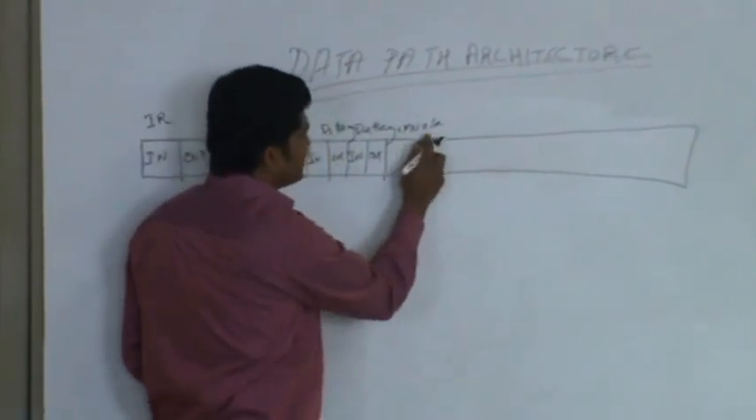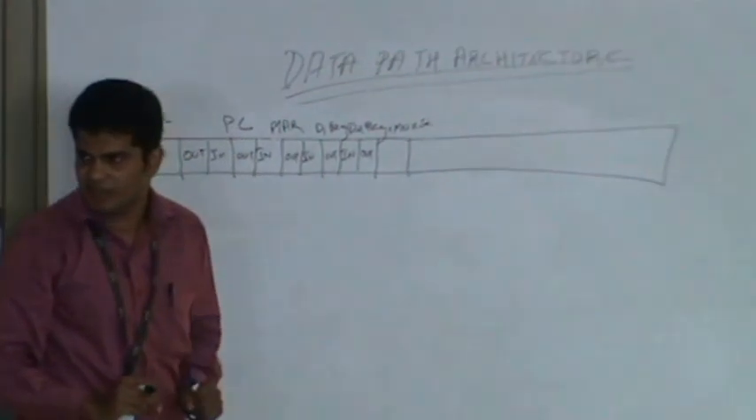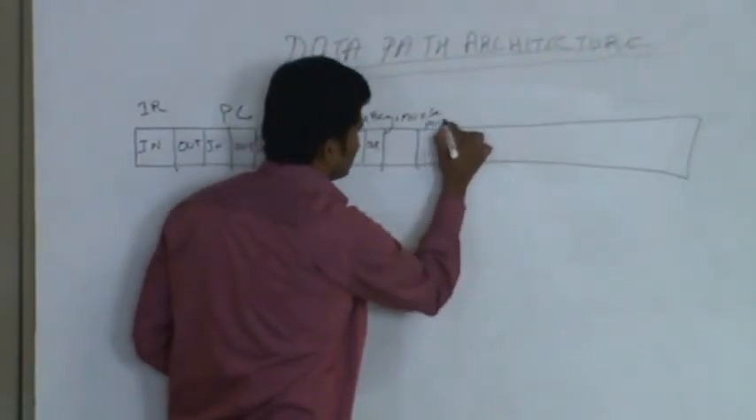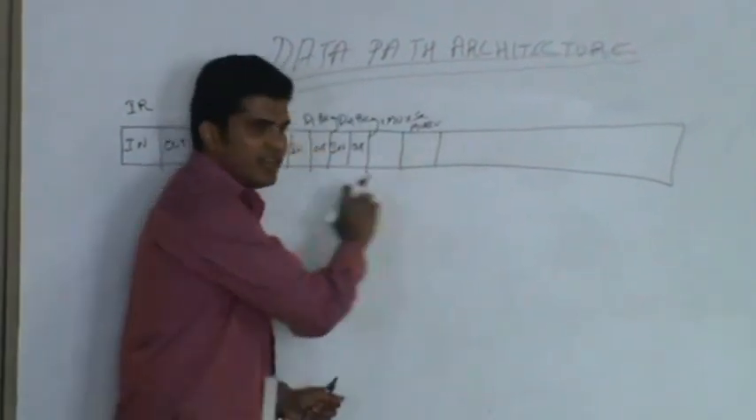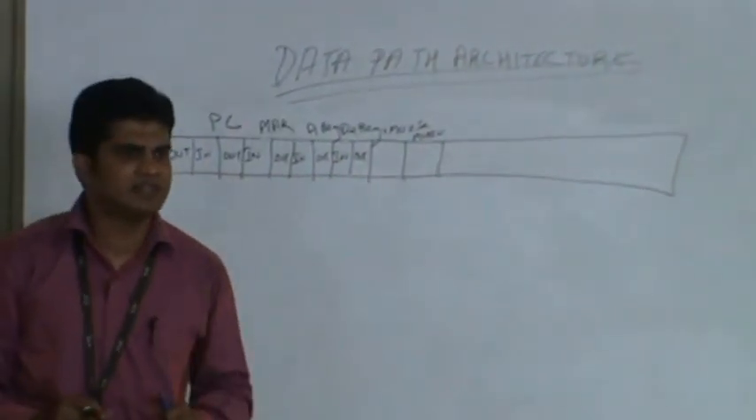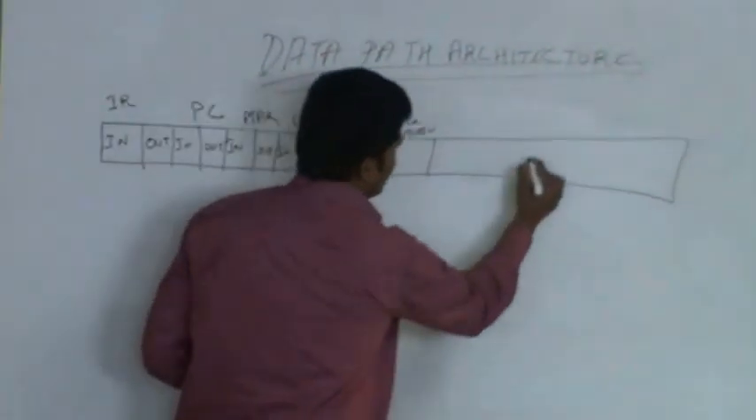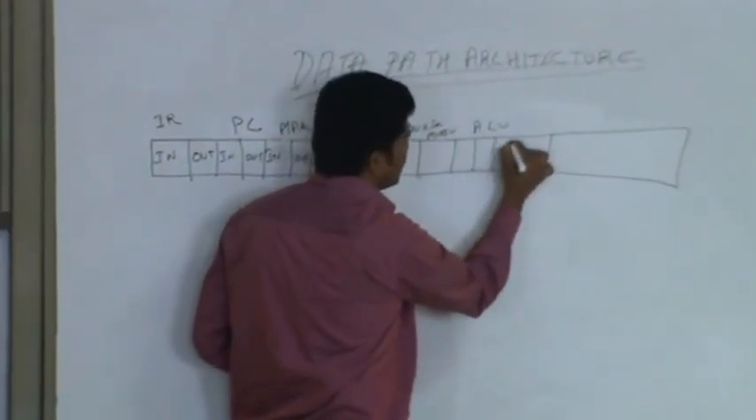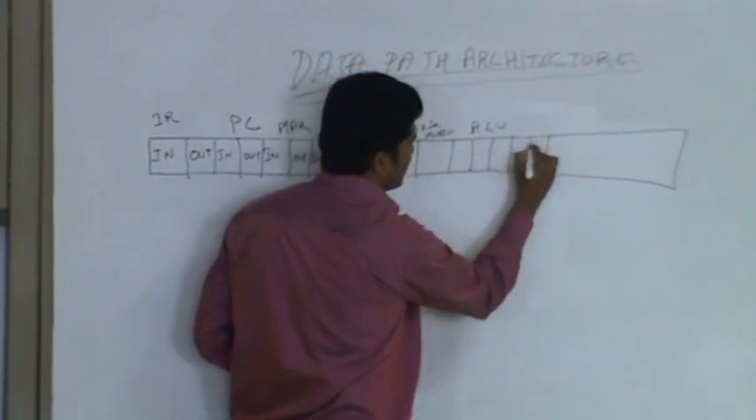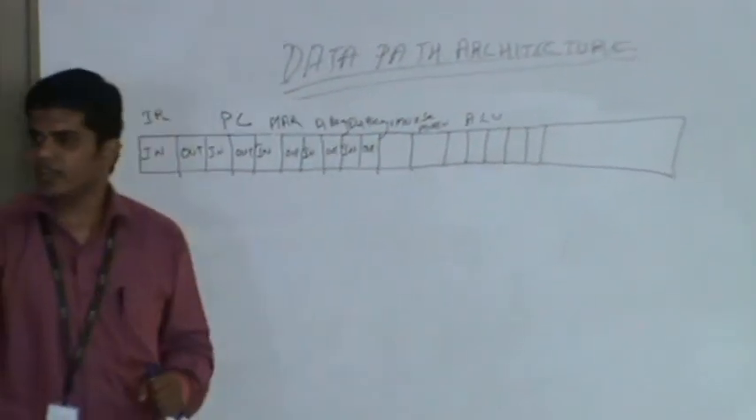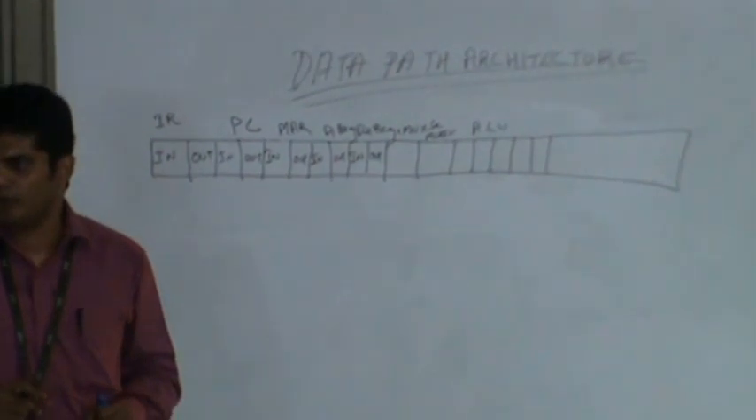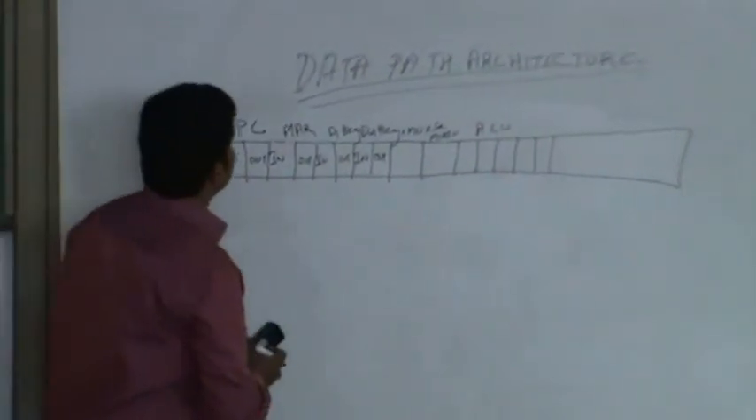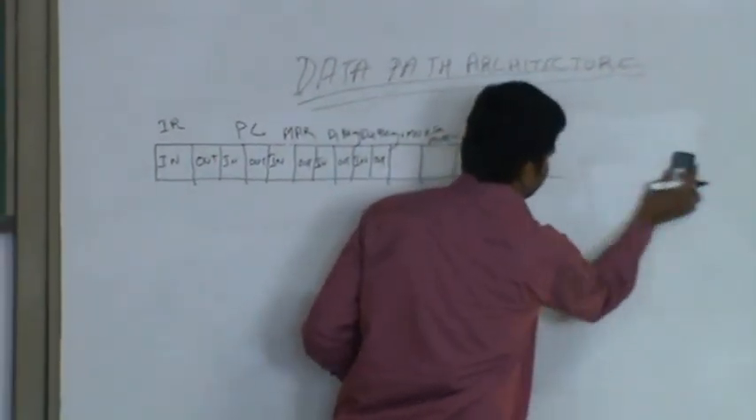It can either be 0 or 1, so 1 bit is enough to represent. Same way you have mux NU, so it is 0 or 1, so 1 bit is enough. Then you have ALU, which has a 5-bit code to uniquely identify each individual operation that has to be performed. So everything has been clear.